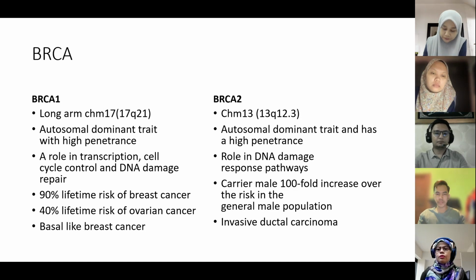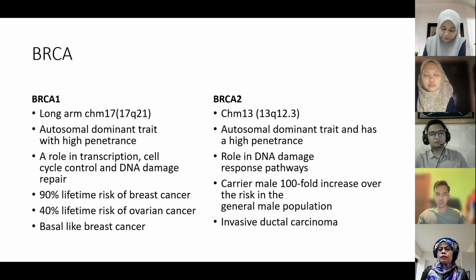Meanwhile, BRCA2 occurs at chromosome 13, which is 13q12.3. It is an autosomal dominant trait and has high penetrance also. It has a role in the DNA damage response pathway. If the carrier is male, there is a 100-fold increase over the risk in the general male population. It is found in invasive ductal carcinoma.